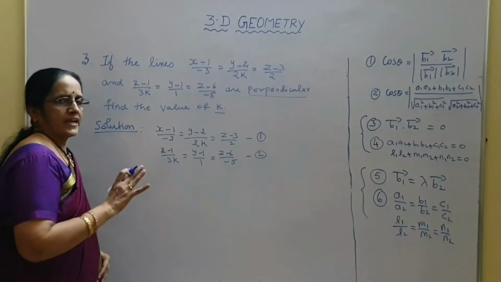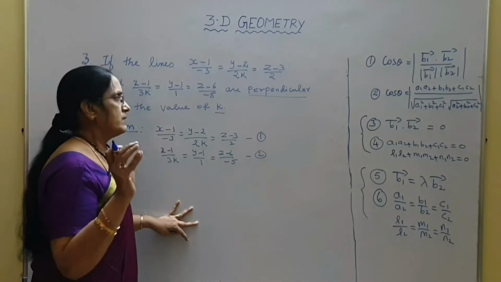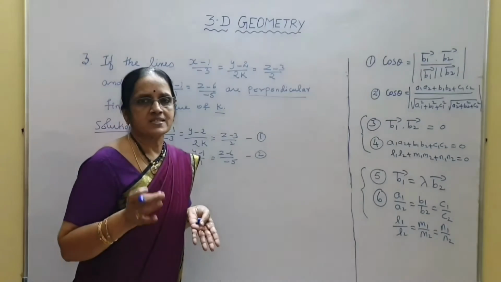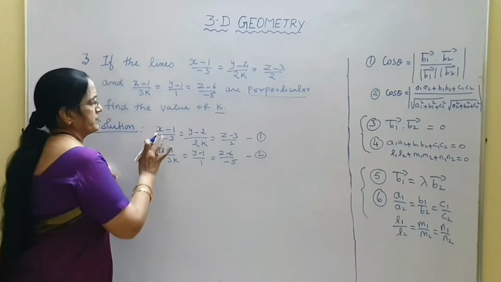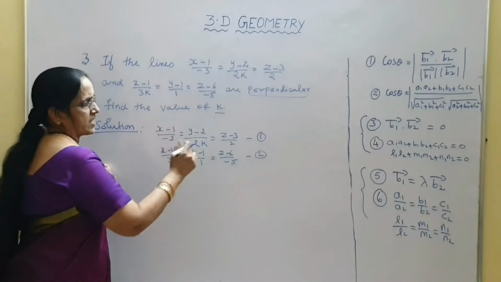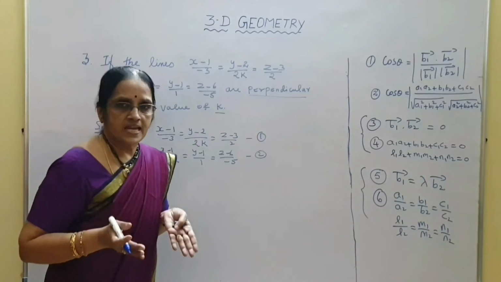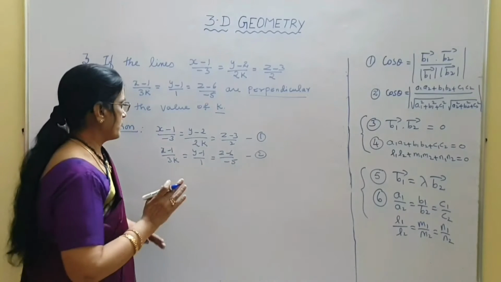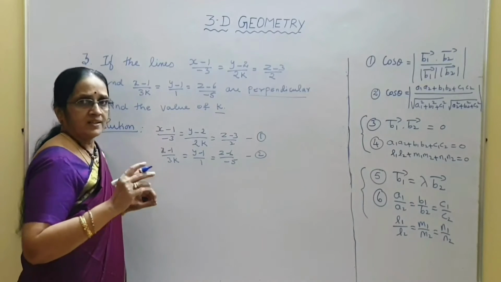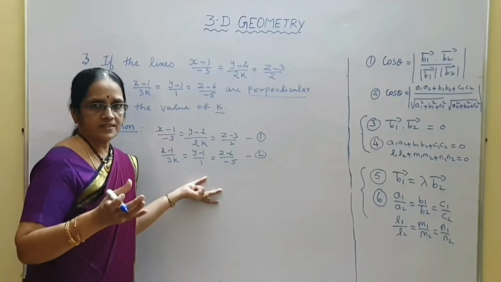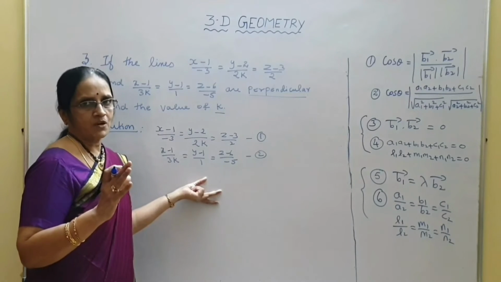Now, we need to write the DRs. Before writing it straight away, I told you many times, we need to check whether the given equations are in standard form or not. If you see the first equation, the coefficients of x, y and z are all 1. That means this equation is already in standard form. Coming to the second equation, again the coefficients of x, y and z are all 1. That means this equation is also in standard form. So straight away we can write the DRs of these two equations.